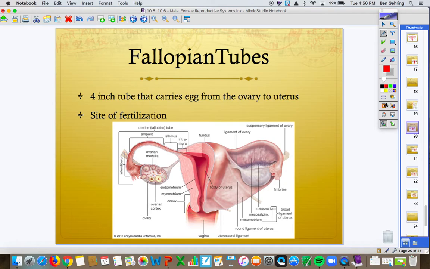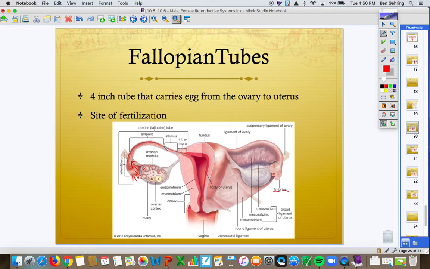All right. From the ovary, we've produced our egg. It's become a secondary oocyte. It gets passed into the fallopian tubes. These little hairs here are called fimbriae, and they help to swoop the egg into the fallopian tubes. It helps kind of just move it along.